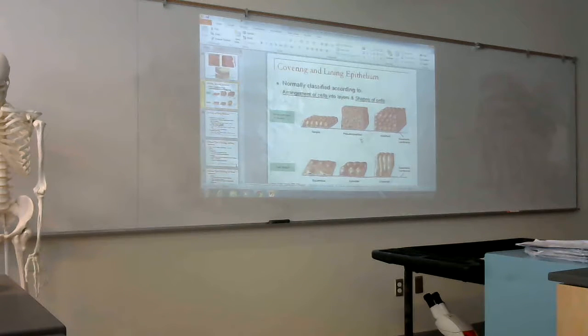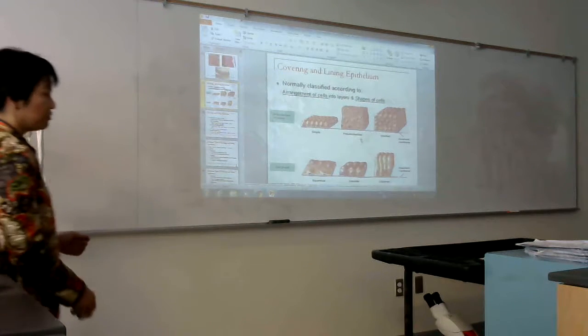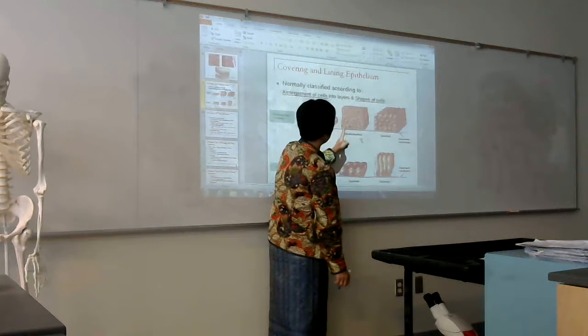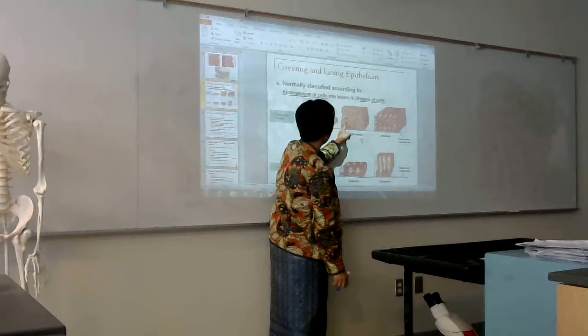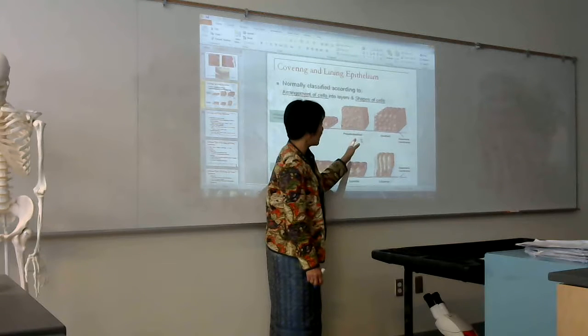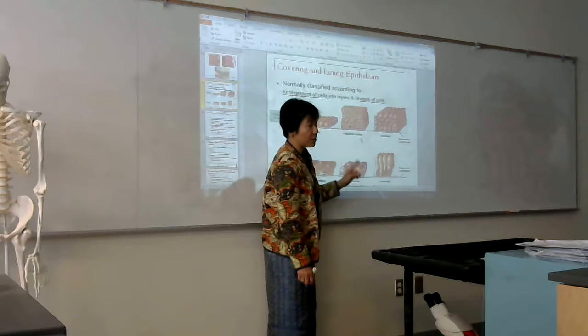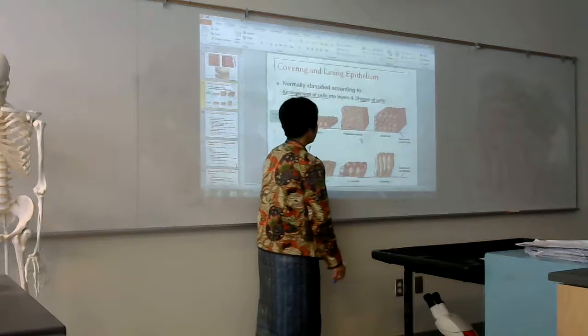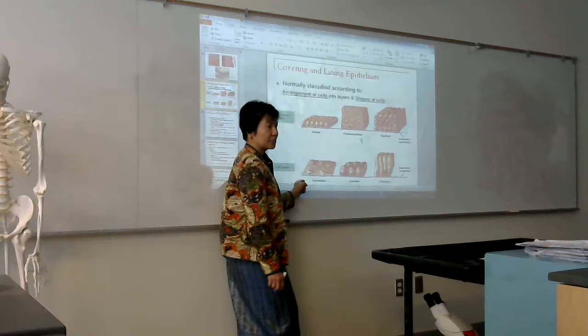This pseudo-stratified is just a fake, right? Pseudo. So it's really just one cell layer. If you look at all the cells, they all reach to the top, but they're crowding one another. So it looks like it's many layers, but it's just one cell layer. Pseudo-stratified. Okay? Then you can also classify it according to shape.